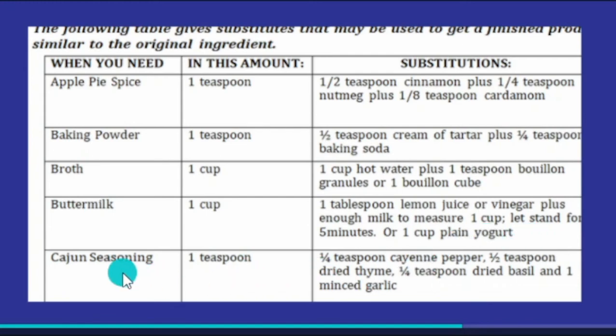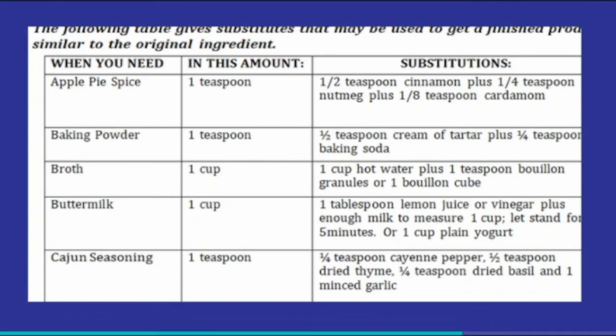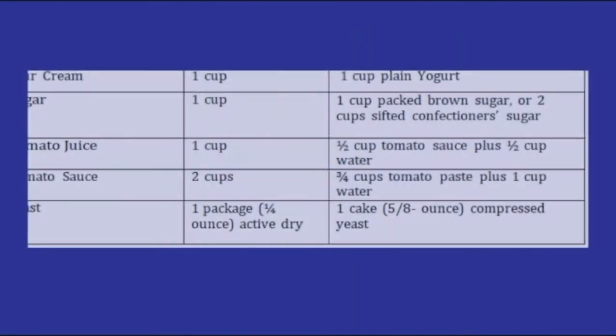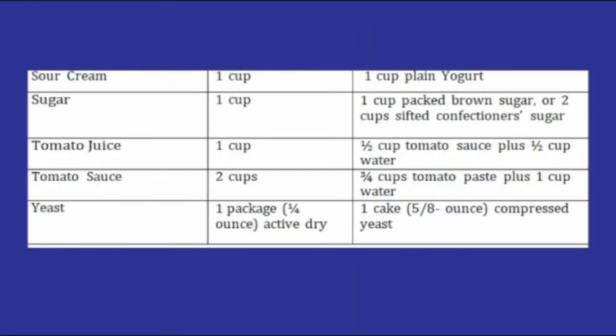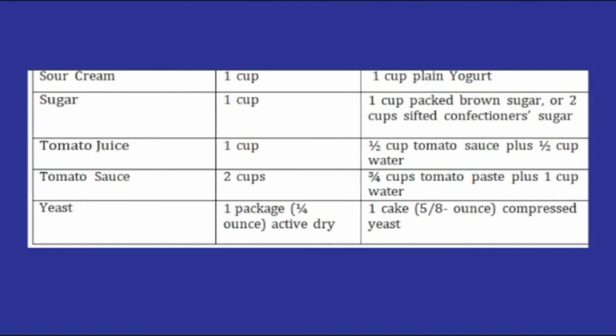which you can buy from the groceries. Cajun seasoning: if you need 1 teaspoon of it, you can mix 1/4 teaspoon of cayenne pepper plus 1/2 teaspoon of dried thyme, 1/4 teaspoon of dried basil, and 1 minced garlic. Aside from those substitutions, we have more, and we have it there in your modules.